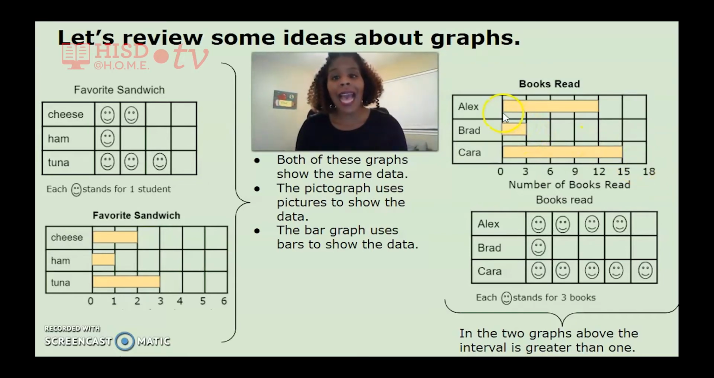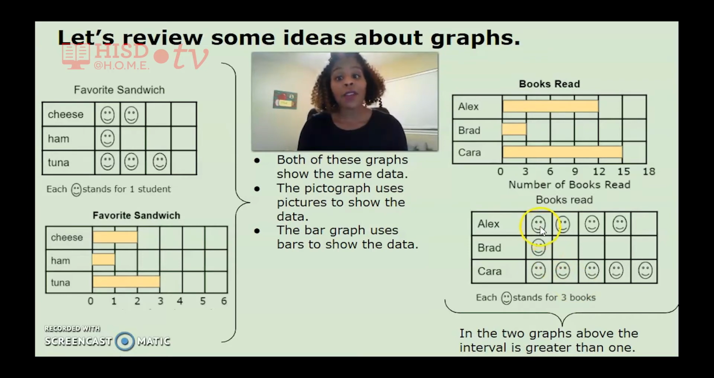So when we look at Alex, he read 12 books. Brad read 3. Kara read 15 books. Wow. That's the number of books, and then we have who read the number of books. Now we want to take that same information and create a pictograph. We still have Alex, Brad, and Kara. Now, each of the smiley faces this time represents 3. So we're counting by 3 on this pictograph instead of 1 like we did earlier.